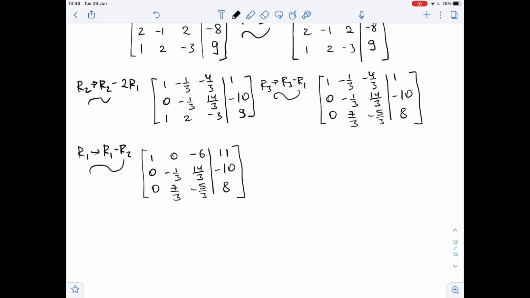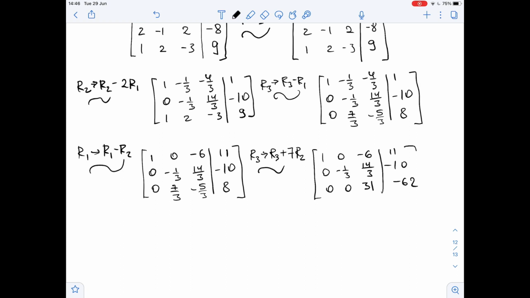In the next step, we add row 2 multiplied by 7 to row 3. So row 3 becomes row 3 plus 7 times row 2. And here we get 1, 0, -6, 11, 0, -1/3, 14/3, -10, 0, 0, 31, -62.